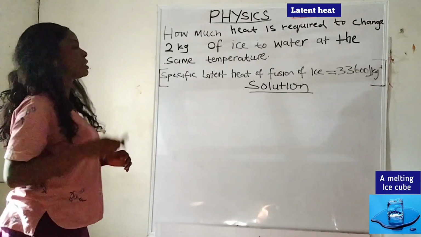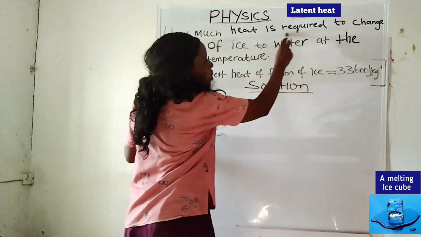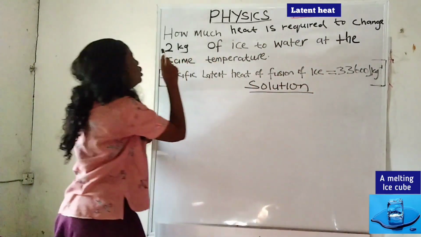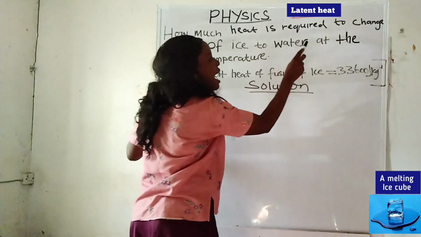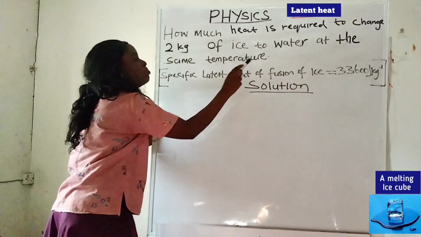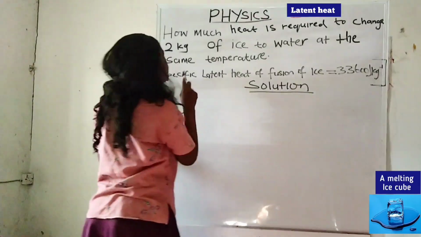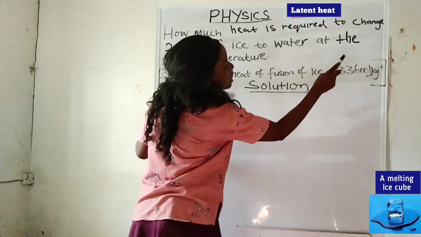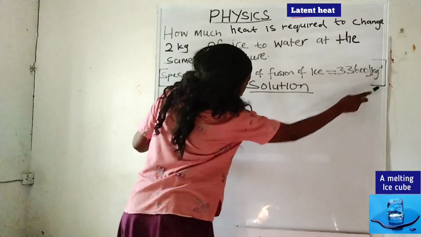The question says: how much heat is required to change 2 kilograms of ice to water at the same temperature? They give us the specific latent heat of fusion of ice as 33600 joule per kilogram.